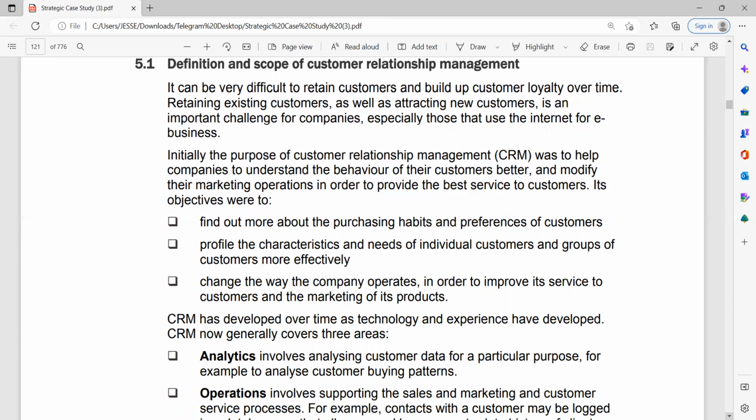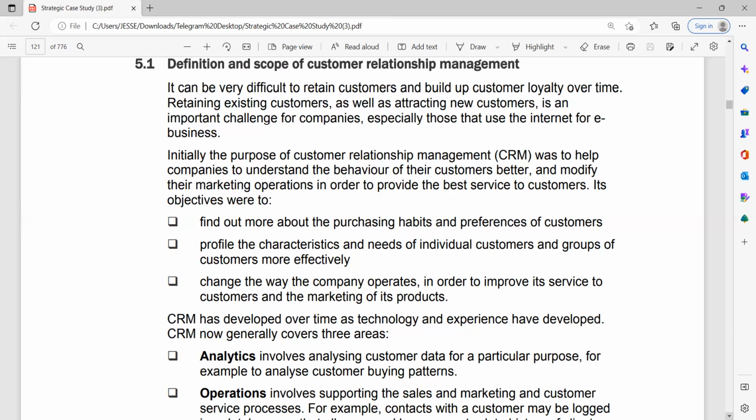So that was the initial purpose of customer relationship management: to help companies understand customer behavior a lot better. That was the whole idea of CRM. We're trying to assess the behavior of customers and tailor or modify our marketing operations in order to best serve these customers. So here we are trying to find out what the purchasing habits and preferences of customers are, what the characteristics of our customers are, and whether we can profile them. And we use all this information to be able to better serve our customers.